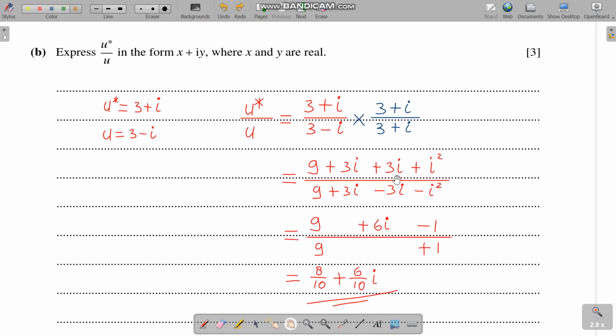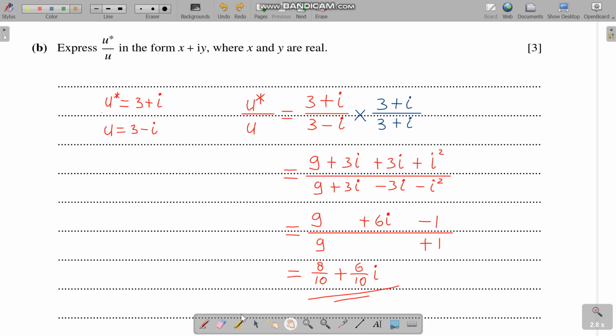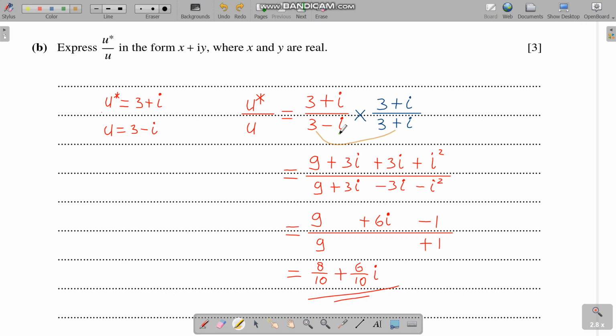And now express u star over u. Okay, so previously we know this is u star, this is u. u star over u is 3 plus i over 3 minus i. So for this kind of question, we have to multiply by the complex conjugate of the denominator. So we multiply by 3 plus i over 3 plus i, and then we expand everything. 3 times 3 is 9, 3 times i is 3i, i times 3 is 3i, i times i is i squared. And in the denominator, same thing: 3 times 3, 3 times i, minus i times 3, minus i times i.